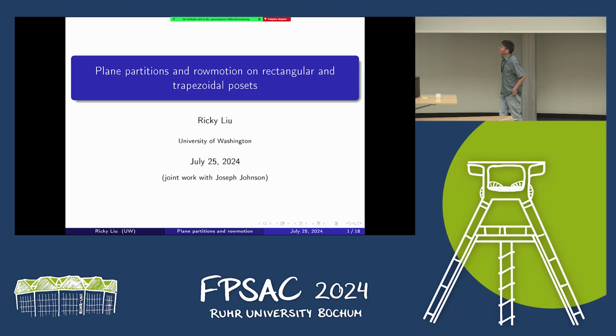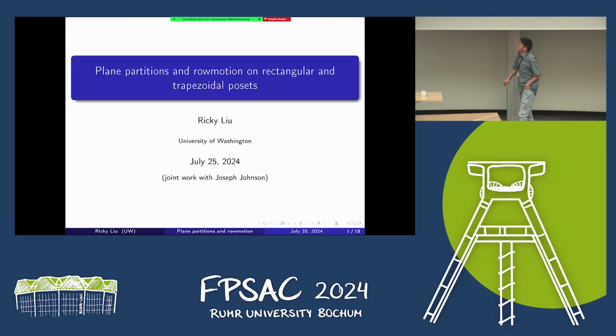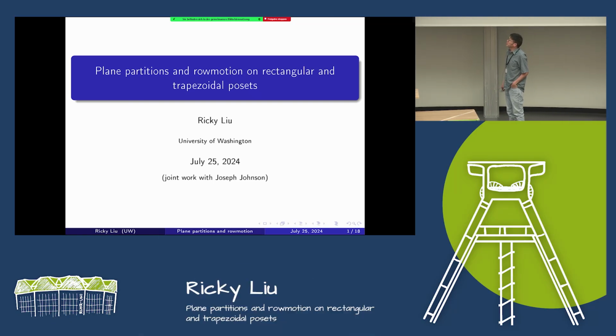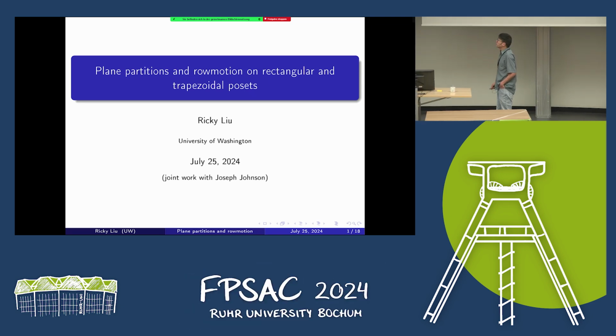OK. Yeah, so today I'm going to be talking about plane partitions and row motion on these two posets. Thanks to the organizers for giving me the opportunity to speak here. This is joint work with Joe Johnson, who's at KTH.